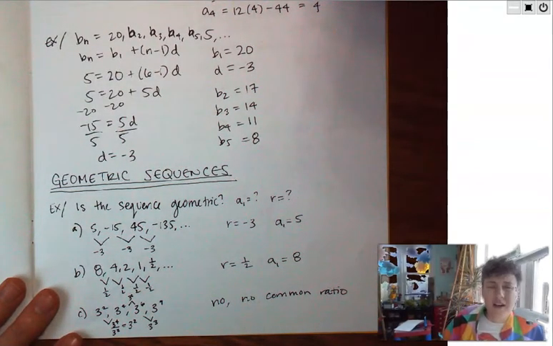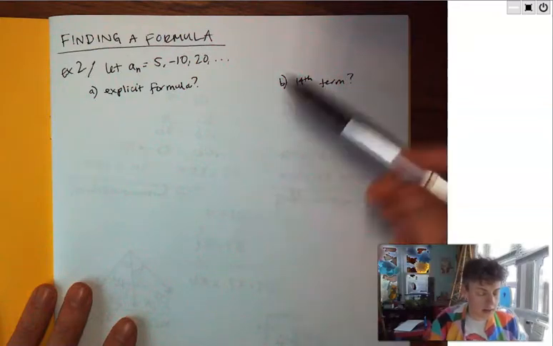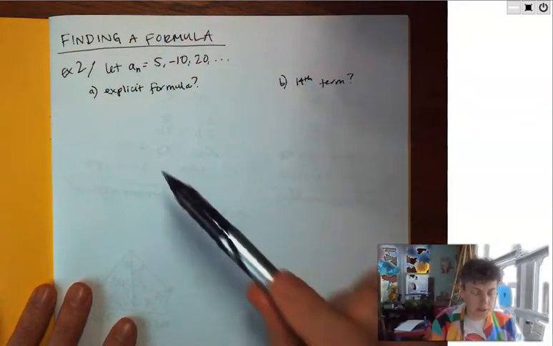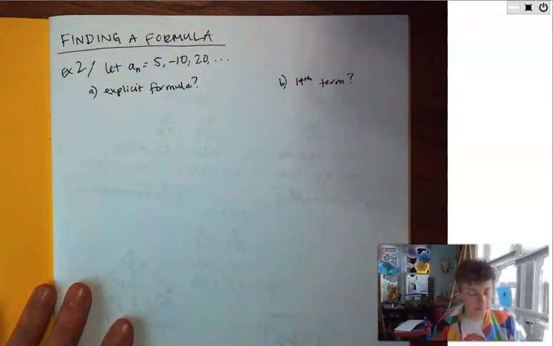All right, cool. Thanks for playing that game of Is the Sequence Geometric? Let's play another game called Find the Formula. We've got a sequence here. We're going to find the explicit formula for it and then find the 14th term. This is another great game. You're going to love it.